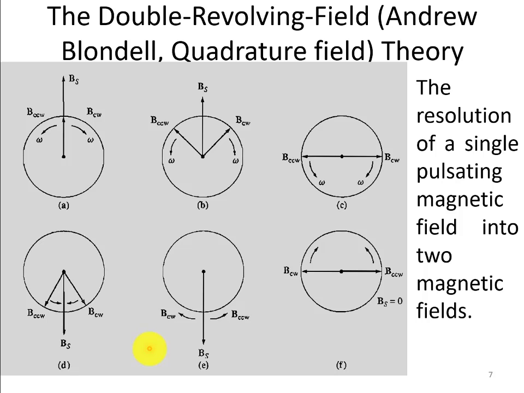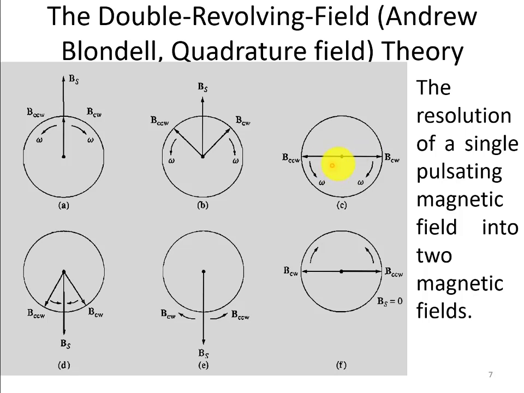So this is how we can look at the double revolving field theory, which was also known as Andrew-Blondel quadrature field theory. We will see the resolution of a single pulsating magnetic field into two magnetic fields. In the starting, assume that we have this Bs in this direction, and one of the fields is rotating counterclockwise, BCCW, and the other field, BCW, is rotating in the clockwise direction.